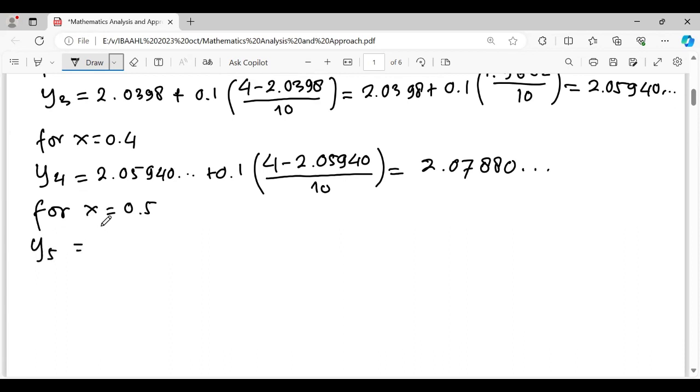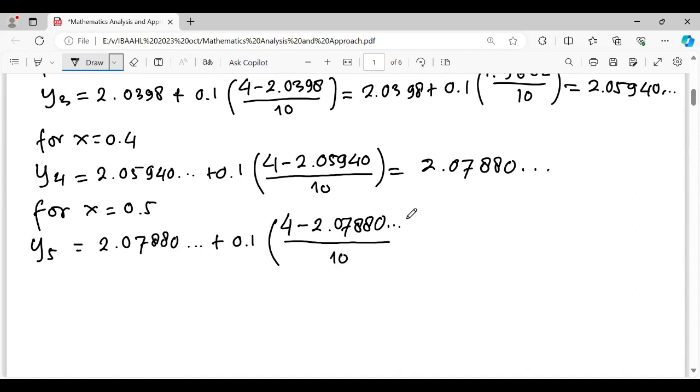Next, the last for x plus 0.5. So y5 would be 2.07880 plus 0.1 times (4 minus 2.07880) over 10. And it is 2.09801, and so on.